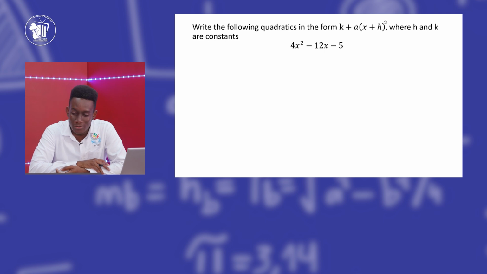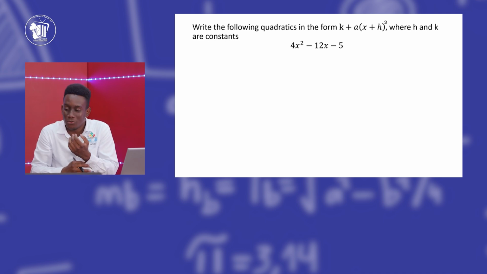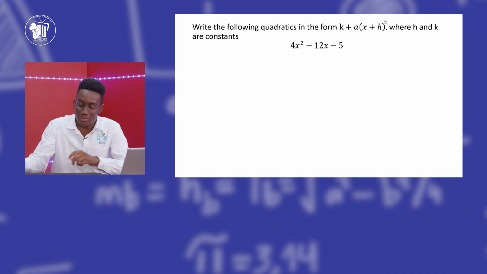We want to write the following quadratic in the form k plus a, open bracket, x plus h squared, where h and k are constants. So we do the same thing like what we did. We find our values for h and k, but first we must identify what is a, b, and c.